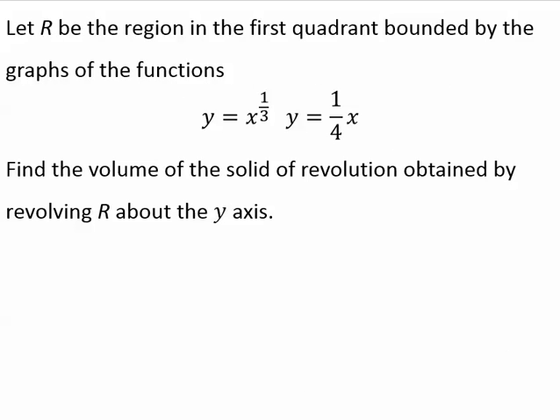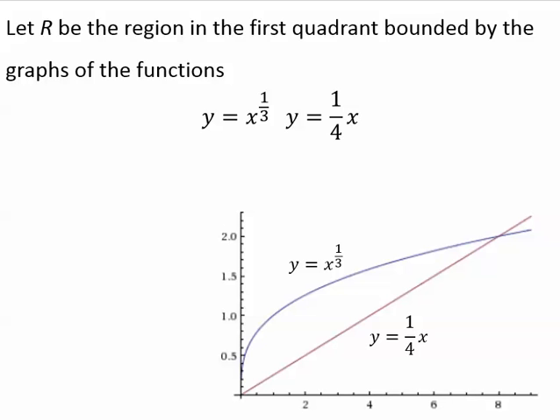Let's do an example. Let R be the region in the first quadrant bounded by the graphs of the functions y equals x to the 1/3 and y equals 1/4 of x. Find the volume of the solid of revolution obtained by revolving R about the y-axis. Alright, so our first job is going to be to determine the region R. That's going to take you a minute, so you might have to turn off the video and then come back. Alright, now once you have found the region, it should look like this.